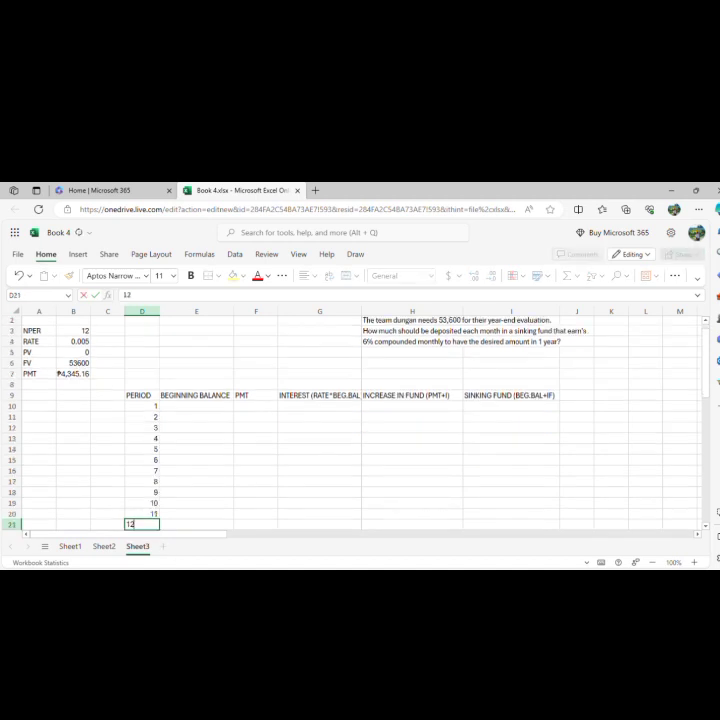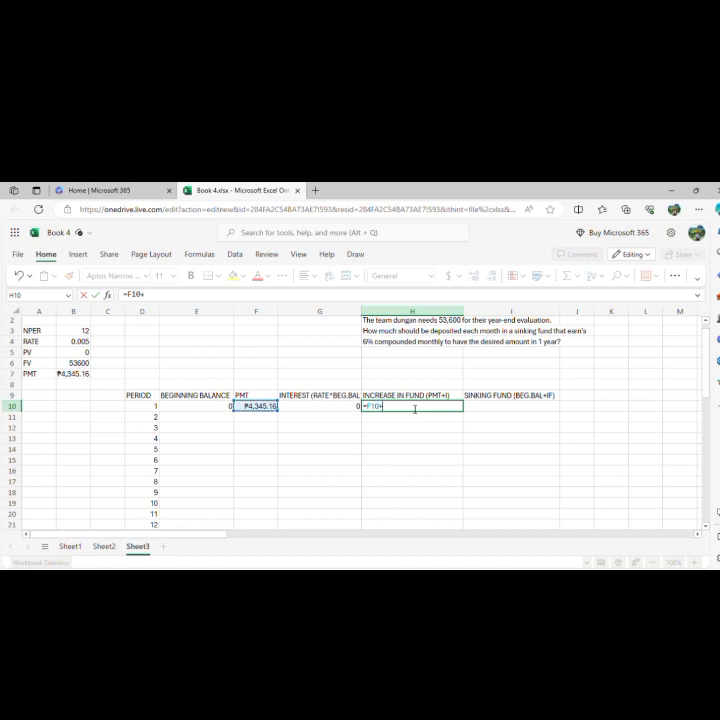Alright, for the period, we must write the value of our NPER. So our period is 12. And since we don't have the beginning balance, we just write 0. Okay, for PMT, press the equal sign, then press the PMT. For the interest, it is the product of the rate and the beginning balance. So again, press the equal sign and then click the values. For our increase in fund, it is the sum of PMT and interest.